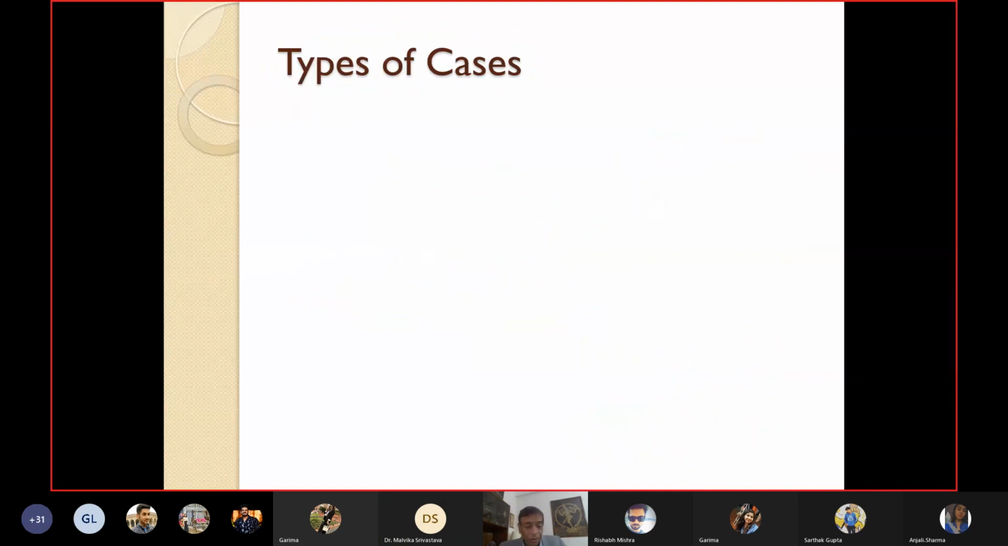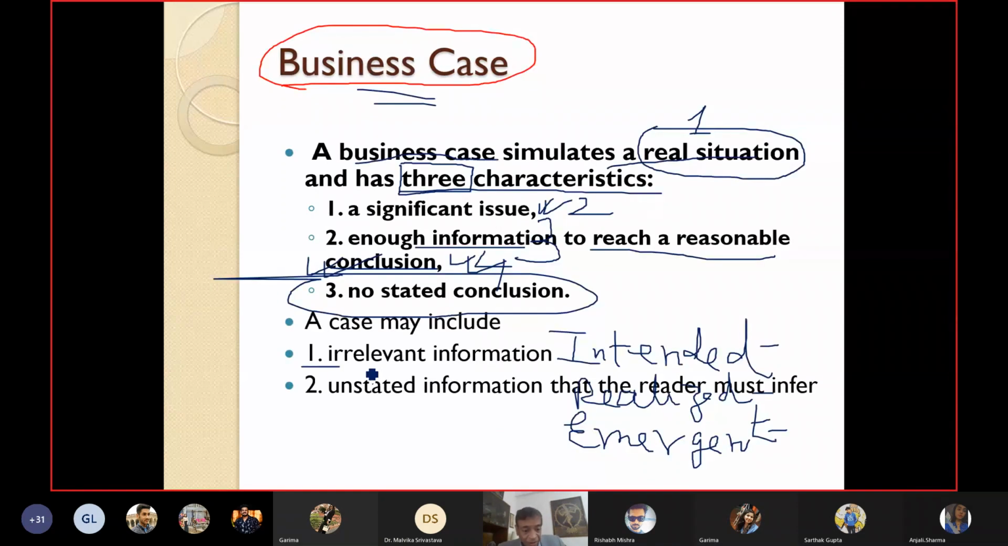A case may also include irrelevant information. Not all information is relevant, so you need to make a note of this. A case may include a lot of irrelevant information, and a case may also have unstated information that the reader must infer. So you must do your search beyond a case to find out about a company or a situation. You may use Google, do some research, refer to articles, websites and Wikipedia, or companies' websites, histories or articles written on them. You can go with information which is not stated in the case.